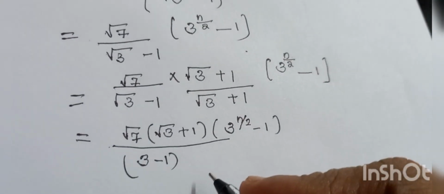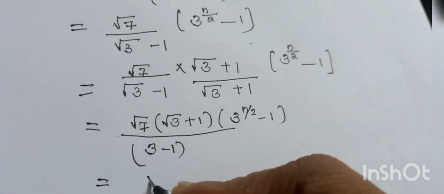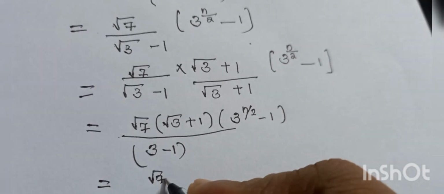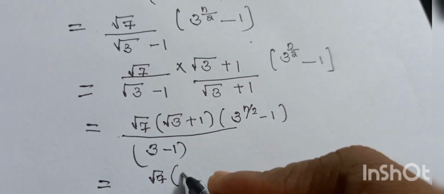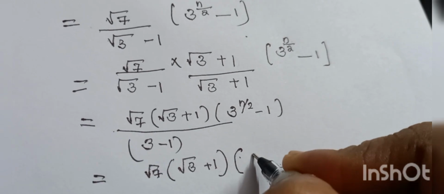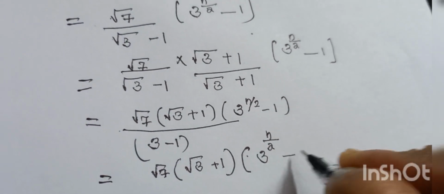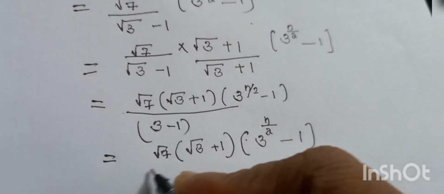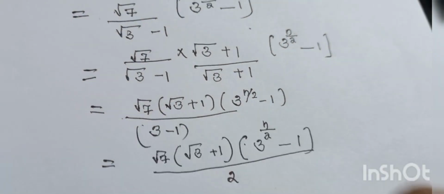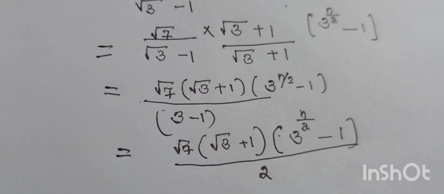So we get root 7 into bracket root 3 plus 1 into 3 to the power n by 2 minus 1 whole divided by 2. 3 minus 1 we get 2. So this is the final answer.